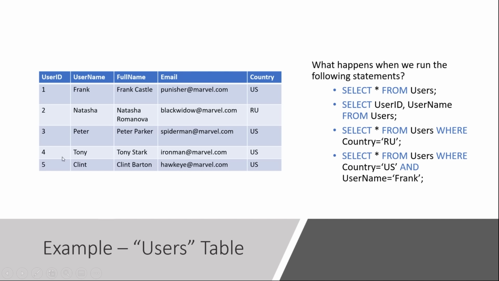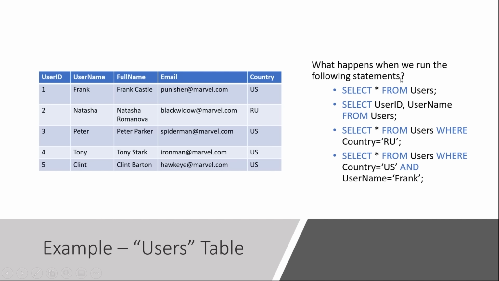And we have 5 users in this table. Now we've got Frank and the username here, Frank, full name, Frank Castle, email, punisher@marvel.com, and the country they belong to. So what's going to happen when we say select from, and then we say users?